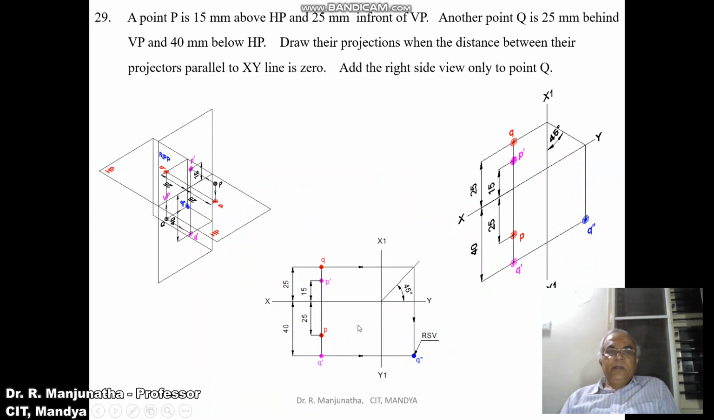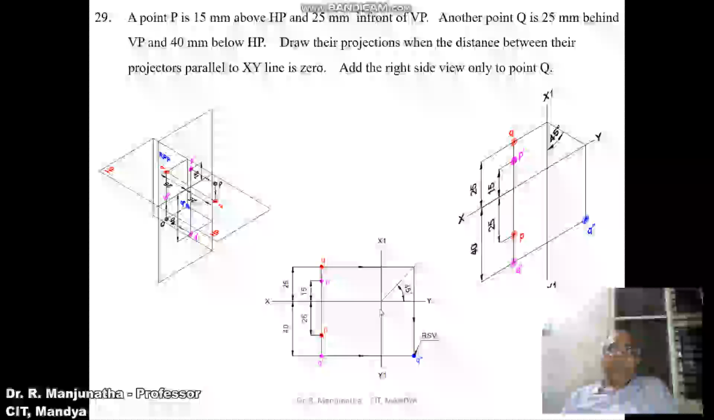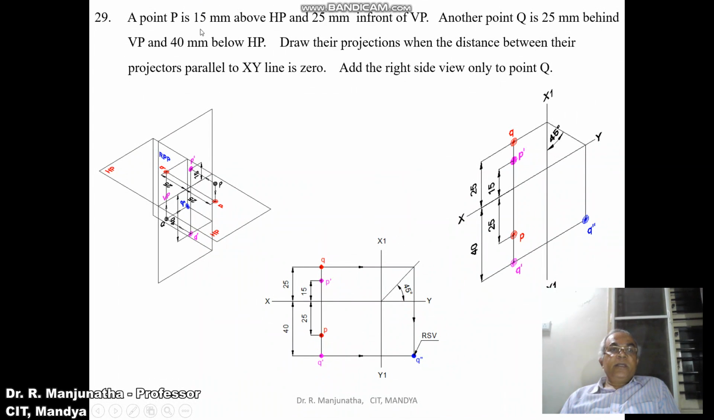Now we are going to solve this in the sketchbook. First we are going to draw the XY line and X1 Y1 line. The presence of X1 Y1 line is there basically because he says to add the right side view only to point Q. Now first we are going to consider the point P projector. First we are going to draw a vertical thin projector at any convenient distance from the X1 Y1 line. Then 15 mm above HP. So when it is above HP, you measure the distance of 15 mm from here and mark this point. Above HP means front view, so you mark this point as P dash.